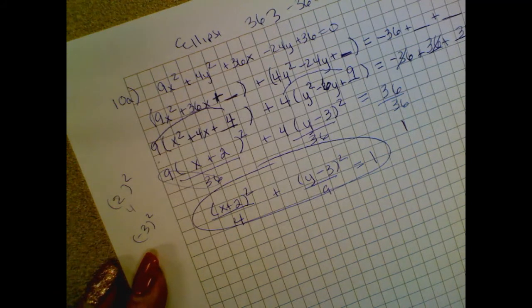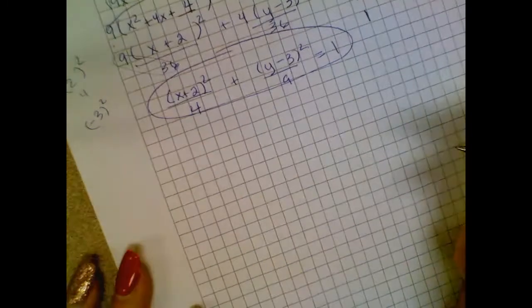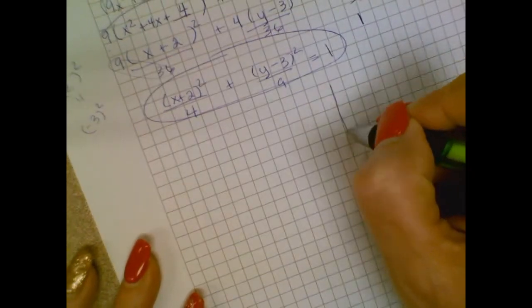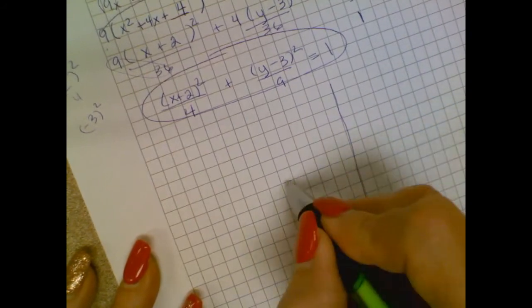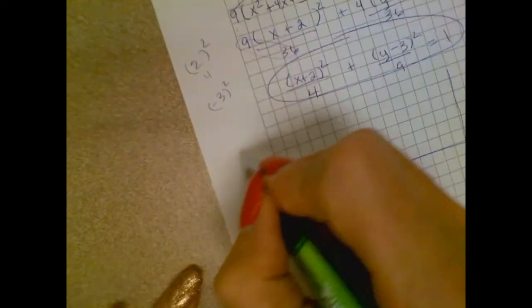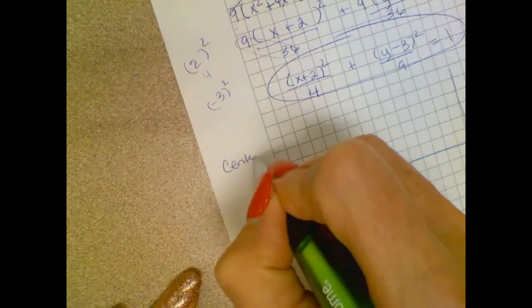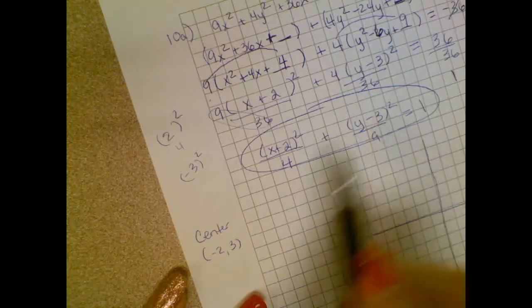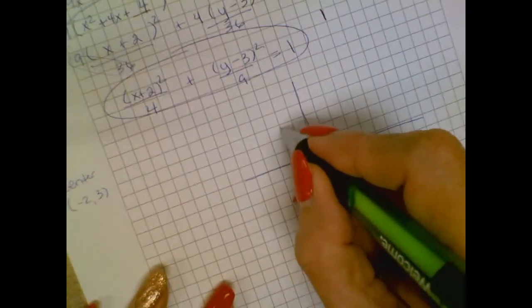Now, it's not asking us to graph, but it is asking us to identify everything. So in order for me to identify everything, I kind of need to do a graph. So even though it doesn't say to do a graph, I need a graph. So I'm doing a graph. So the center is negative 2, 3, because you take the opposite of this number and the opposite of that number. So it's negative 2, 3, and I'm going to plot that. Okay, so there's the center.